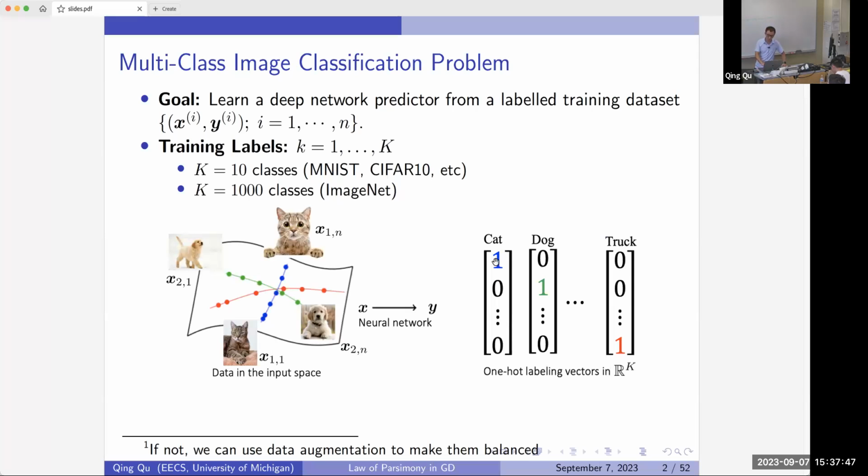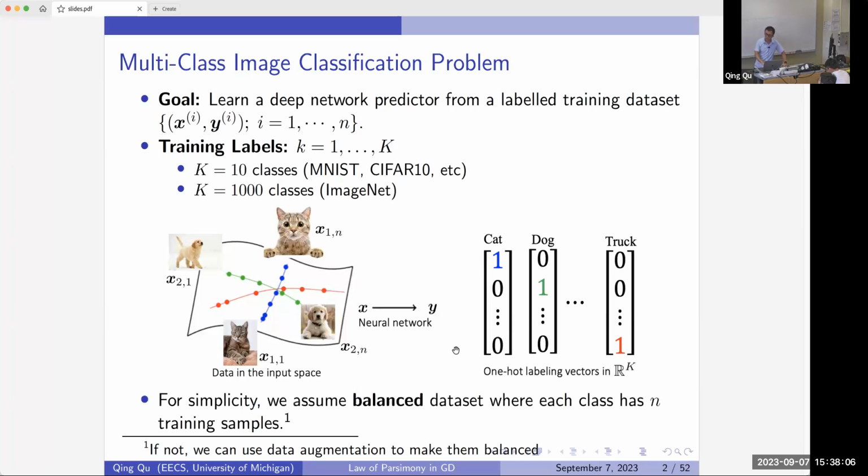The one-hot label works like this: if the input image X is a cat and belongs to the first category, then the one-hot label is a vector that assigns the first entry to 1 and all the other entries equal to 0. For the majority of the talk, we'll consider the training dataset to be balanced, where each class has the same number of training samples.